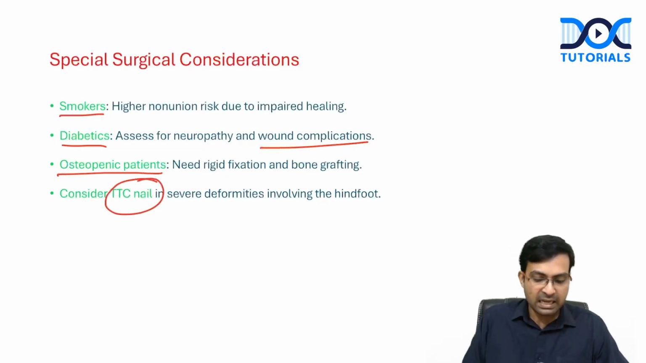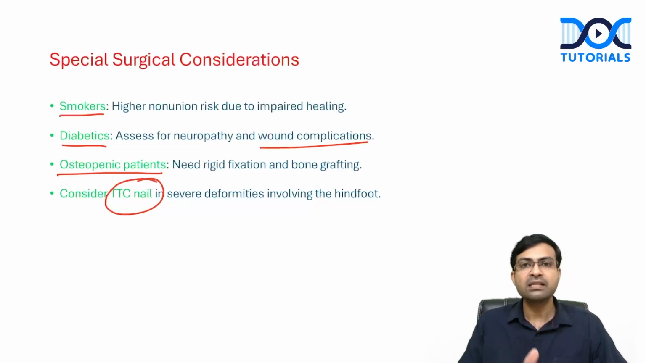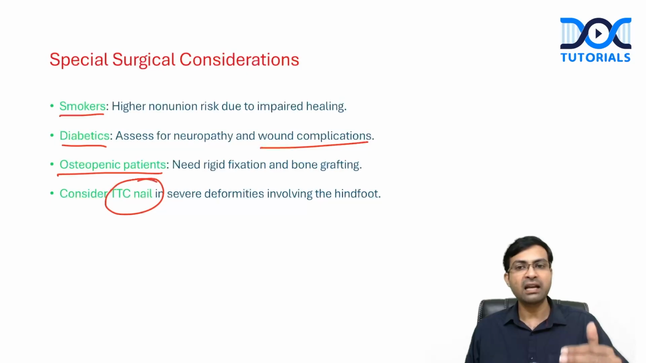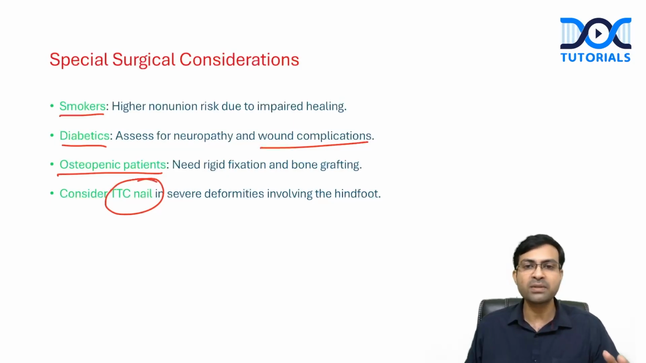Now, TTC nail. What is a TTC nail? As I told you, it is the tibiotalocalcaneal nail which is used for fusing the ankle and the subtalar joint simultaneously. It should be used if there is any gross problem with the subtalar joint, especially if there is hindfoot valgus, varus, and all those problems. It may be difficult to correct it just with an ankle arthrodesis, and if you don't fuse the subtalar joint as well, these patients may come back after 1 year or 1.5 years with pain in the subtalar joint. So it is better to discuss with the patient and fuse the subtalar joint as well in a single sitting.